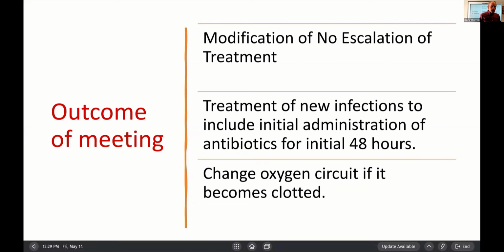In the interest of time, we modified the no escalation of treatment to include treating new infections for the initial 48 hours. We also changed the no escalation of treatment to include changing the oxygen circuit if it becomes clotted, and we honored the daughter's wishes to spend more time with her mother. But the question I want to ask, and it's been going through my mind, is how long do we do that for if there's no major events?